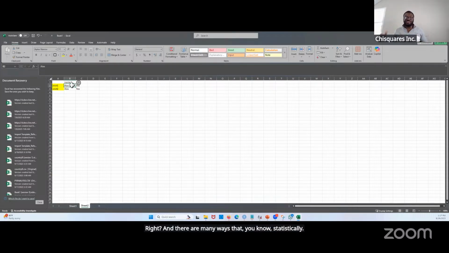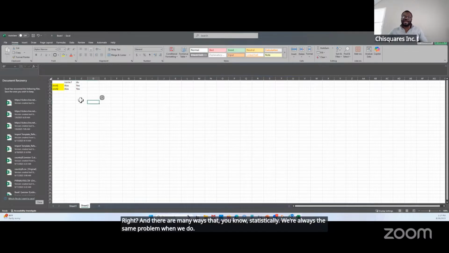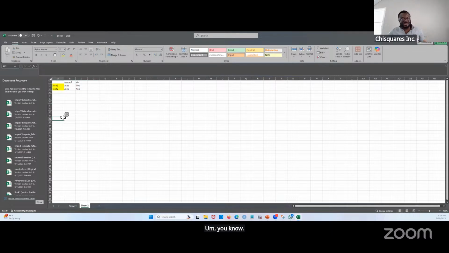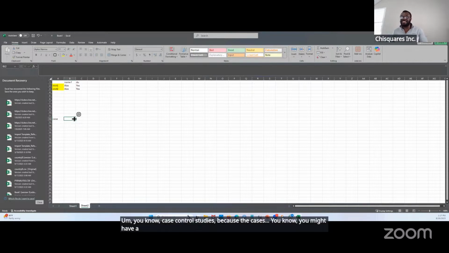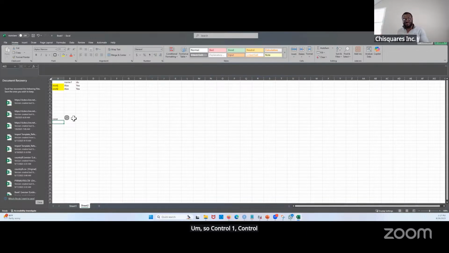We run into the same problem when we do case control studies, because you might have a case and then you are matching them to controls. So control 1, control 2, control 3 are linked to case number 1. Obviously, they're not independent, right? So that's the same issue that you, Courage, just raised here.